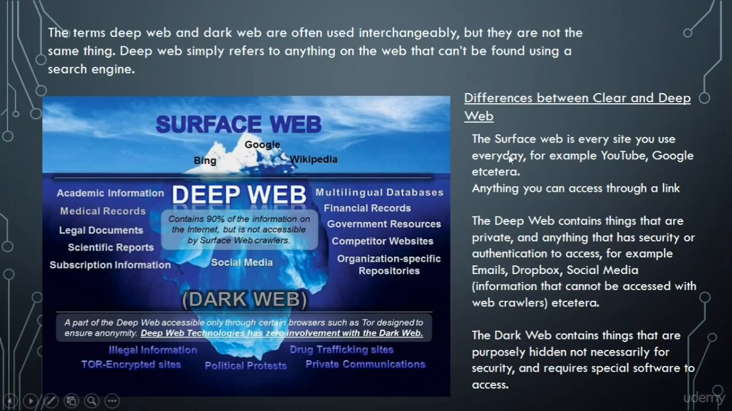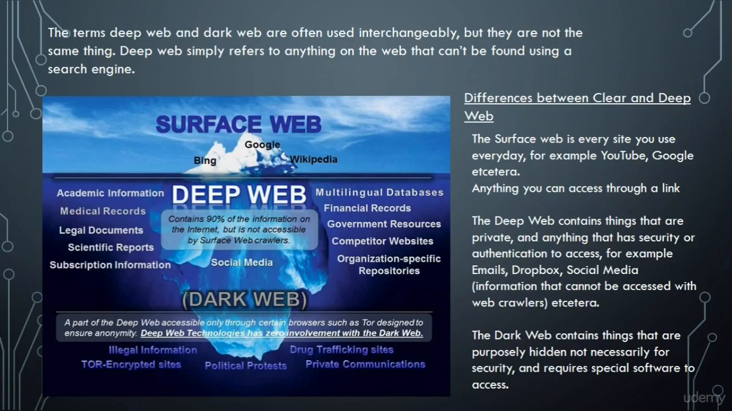The surface web is every website that you use on a daily basis, for example YouTube, Google, etc. These are sites that can be accessed through a link. For example, if I search the name of a video on Google, the YouTube video will actually show up right there, which means it can be indexed by a search engine or accessed through web crawlers.